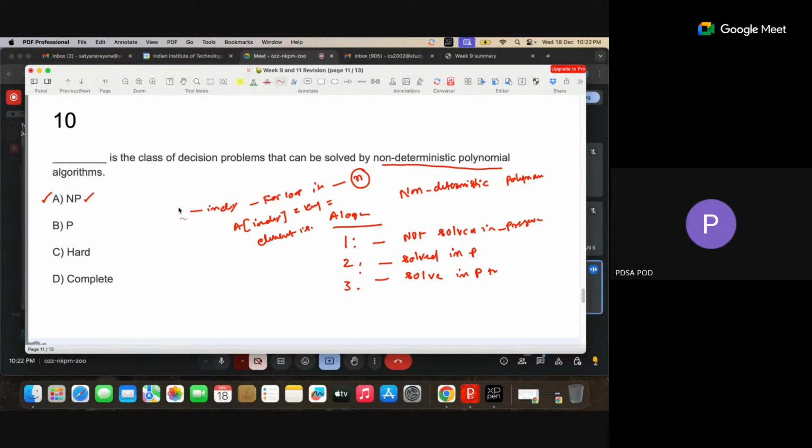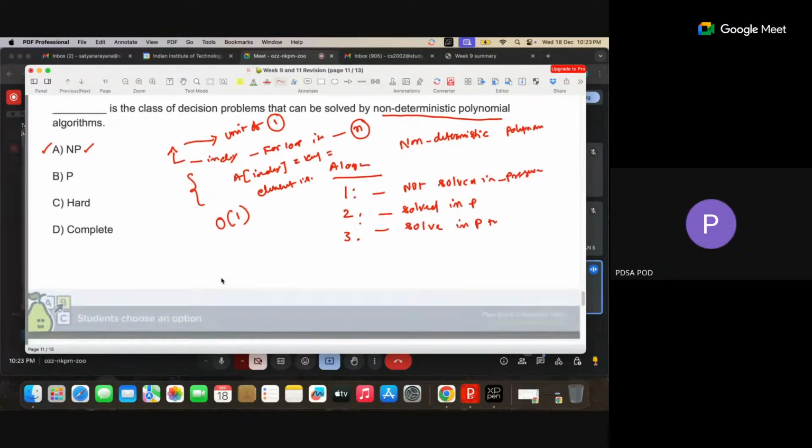For example, suppose some researchers identified a way to directly get the index position in unit time, meaning 1. If that is done, the entire linear search complexity reaches O(1). Is it right? Yes. Similarly, some problems are there.